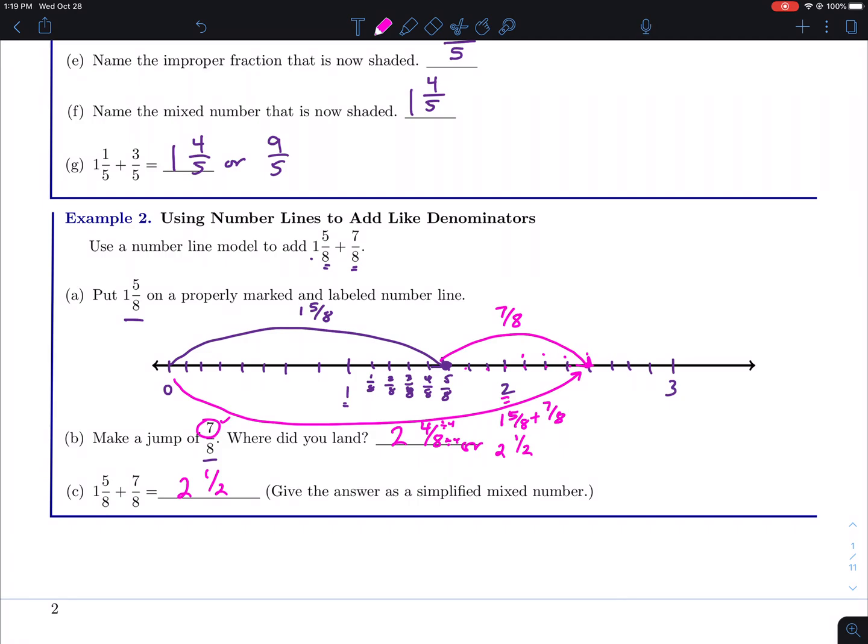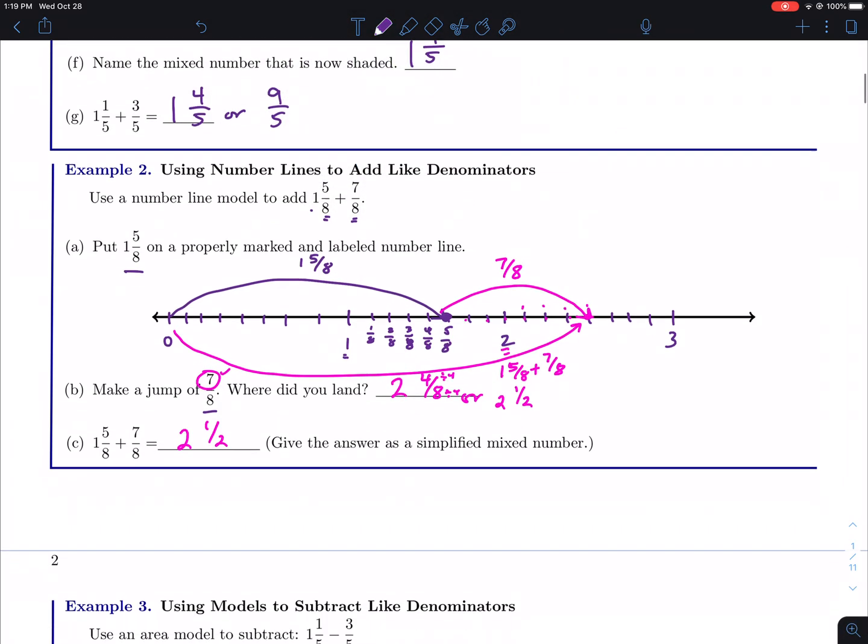So again, that's how we're going to do number lines with like denominators. The nice thing is once we divide those tick marks up, we just have to focus on the top numbers and make sure we're moving the proper number of jumps with the top numbers. All right, is that okay with everybody?